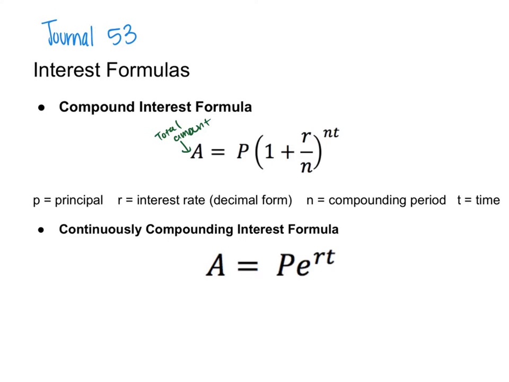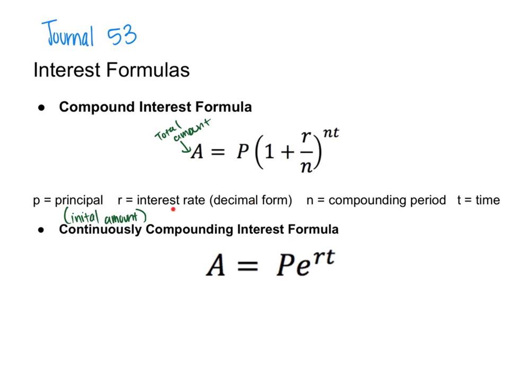Where P represents the principal. Principal just means the initial amount. So like if you were making an investment, your initial amount might be like $100. You throw $100 into your savings account, that's the money that you're starting out with. So principal means the initial amount or the money you're starting off with.